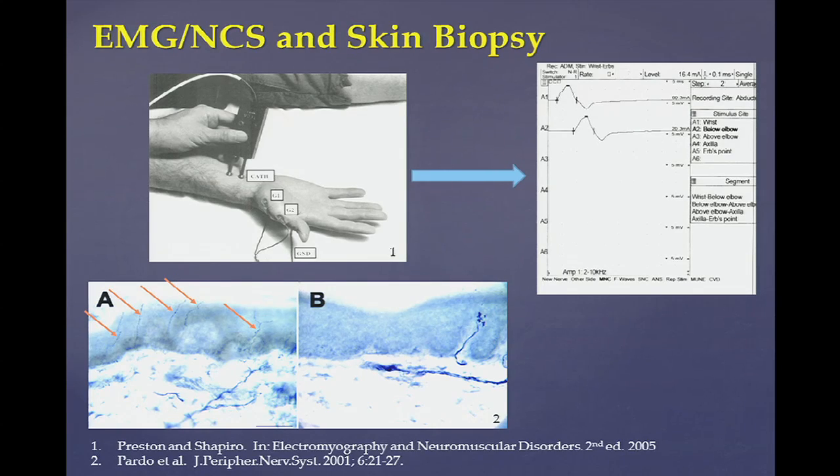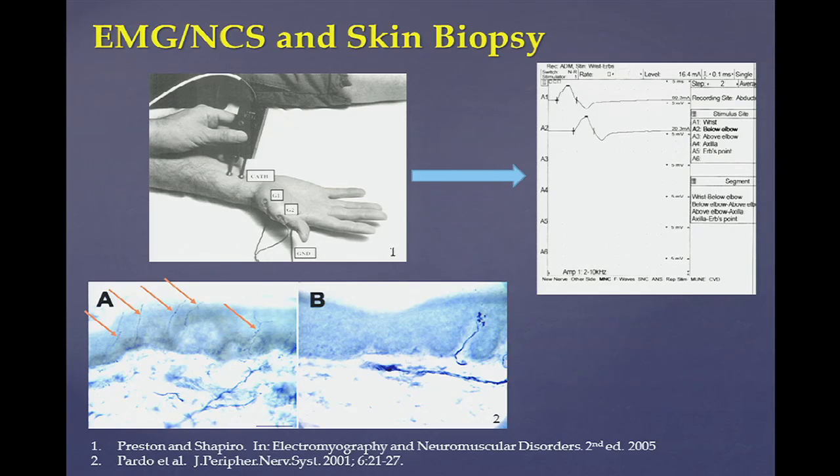Here, we're stimulating the median nerve at the wrist, and we're recording from a muscle, the abductor pollicis brevis, in the hand. And what it looks like on our computer is we'll get a waveform like this when we stimulate at the wrist, and then we'll stimulate the nerve higher up, and we'll get another waveform. And we'll look at the size of the waveform and how fast it's occurring on the screen, and that'll tell us something about their neuropathy.